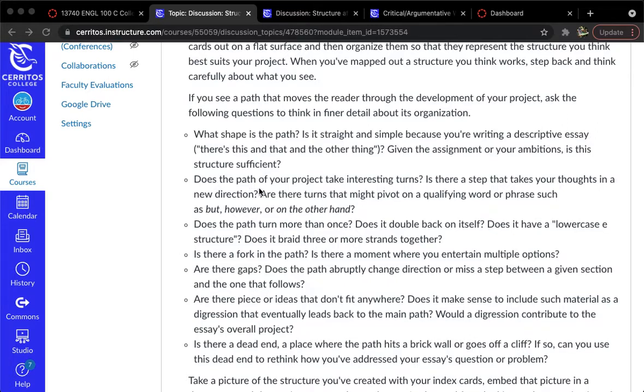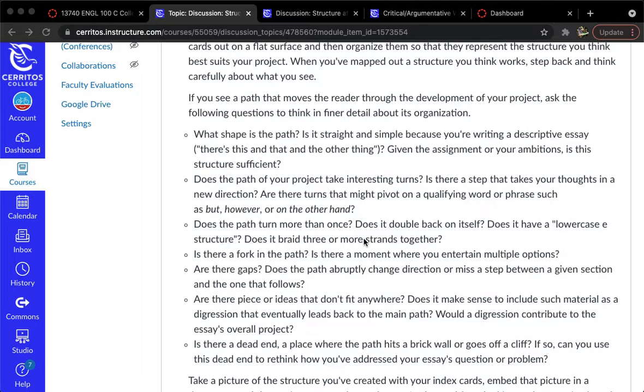Does the path of your project take interesting turns? Is there a step that takes your thoughts in a new direction? Are there turns that might pivot on a qualifying word or phrase, such as but, however, or on the other hand? So this means, do you bring up sort of alternative interpretations or new ideas that maybe your reader might not expect you to bring into the essay, or things that they might not expect you to point out in the TED Talk you're analyzing, right? So pay attention to that.